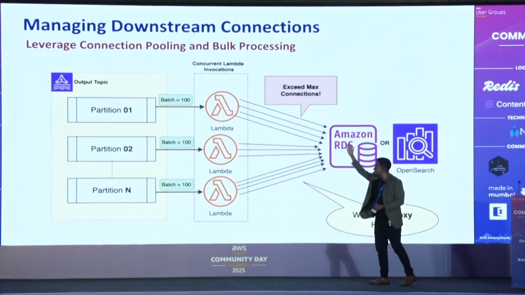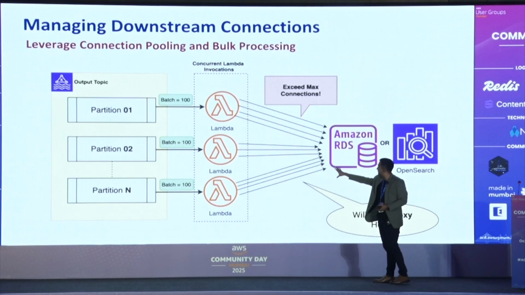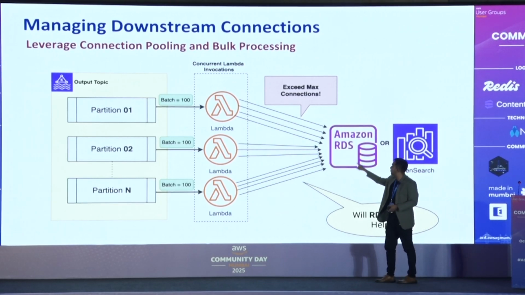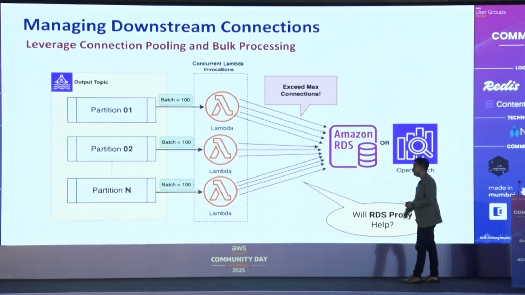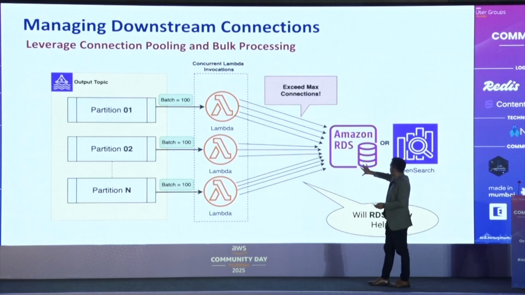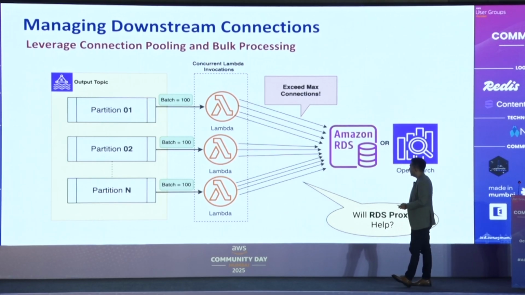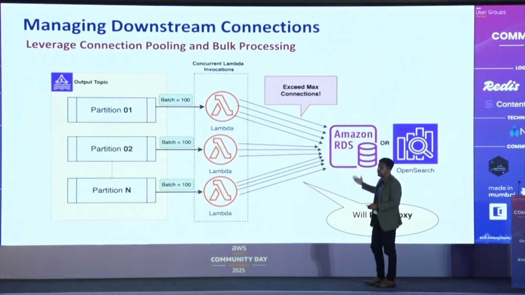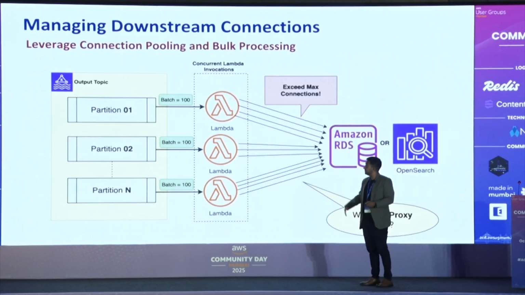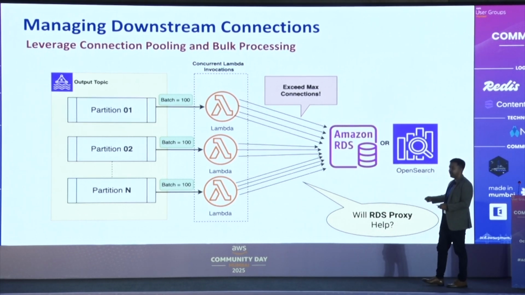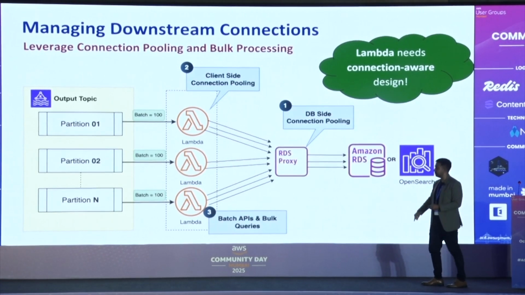Now our Lambdas are able to handle high throughput. Let's say now it needs to persist all these messages into an RDS table, or it could be into an OpenSearch cluster, right? If you are just sending all that traffic to Amazon RDS or an OpenSearch cluster, maybe in Amazon RDS the instance that you chose does not support that many connections, right? There could be a connection exceeded error, right? So what can we do? Will RDS Proxy help here? Let's see. Yes, it does, right?